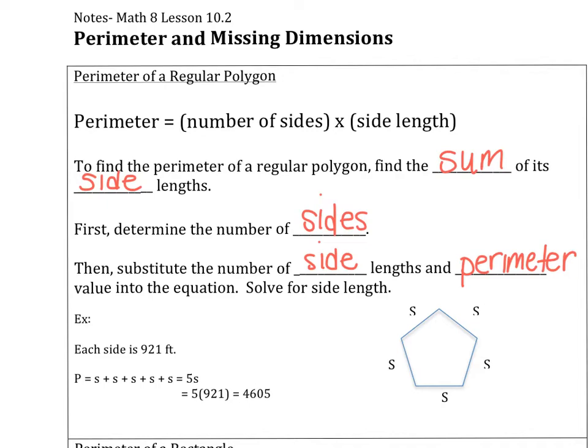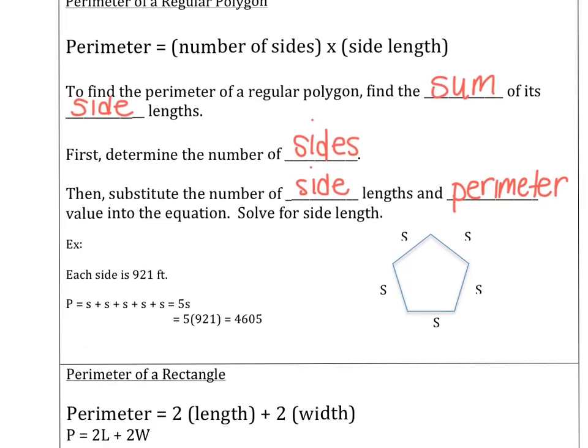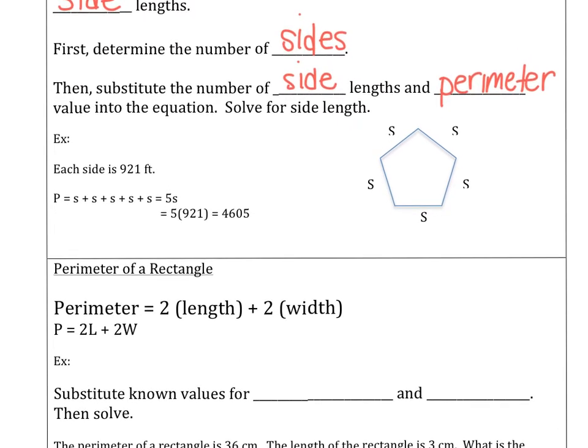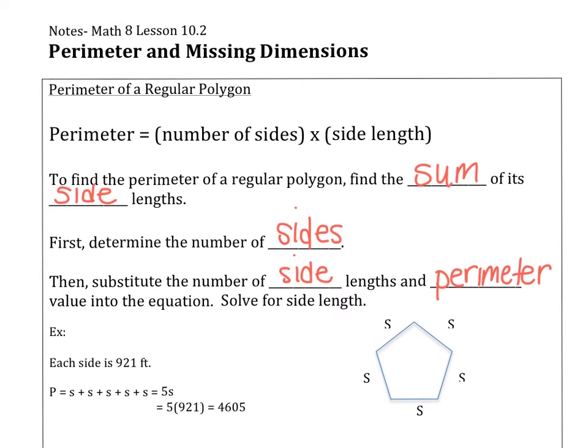So we have an example here below. It says each side is 921 feet. So that means that each of these sides right here on this regular polygon are 921 feet. And we have our equation, which we had up here at the top, that we are going to use to figure out what the perimeter is. So we have to figure out how many sides we have.